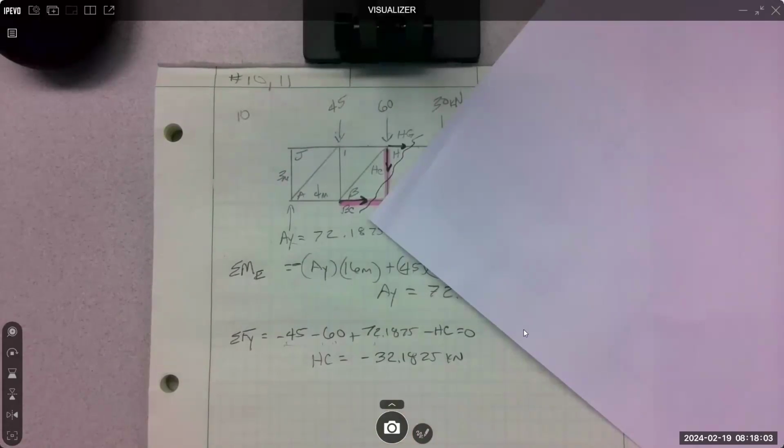What's the negative mean? That means that your direction is incorrect. HC does not go down. HC goes up.